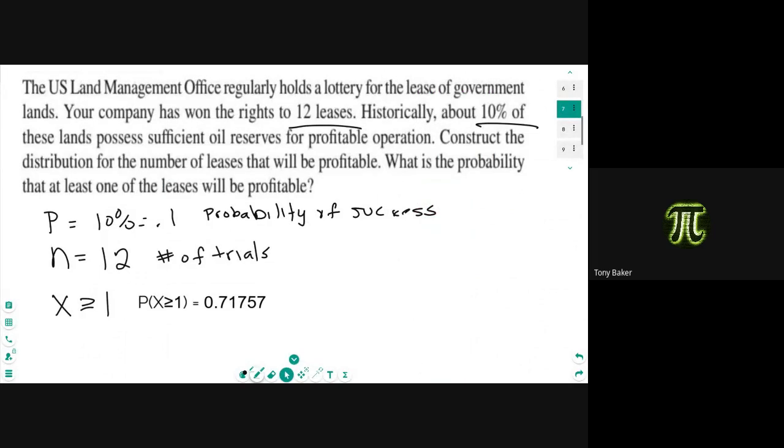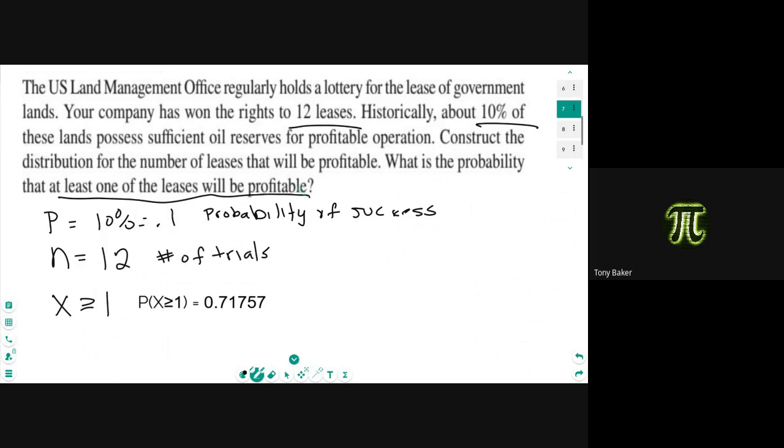Does that make sense? Yes. How is the number of successes 1? Is it just the probability? Yeah, it says the probability that at least one of the leases would be profitable.